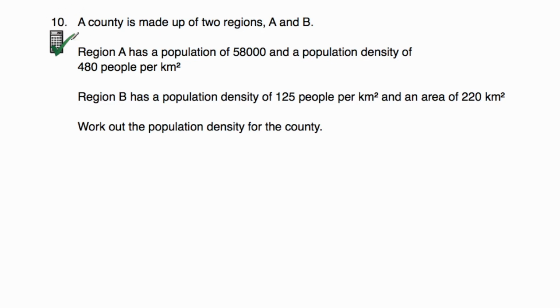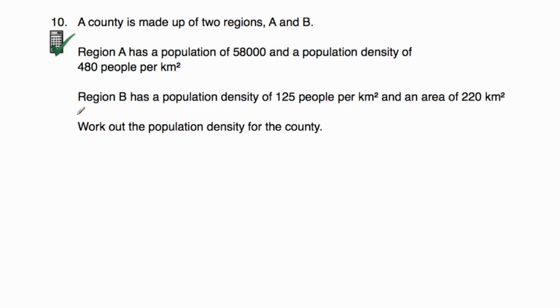Question number 10 says, a county is made up of two regions, A and B. And we're told that region A has a population of 58,000 and a population density of 480 people per square kilometre. Now those two bits of information, the population and the population density, will allow us to work out the area of region A if we need to, so we'll keep that in mind.